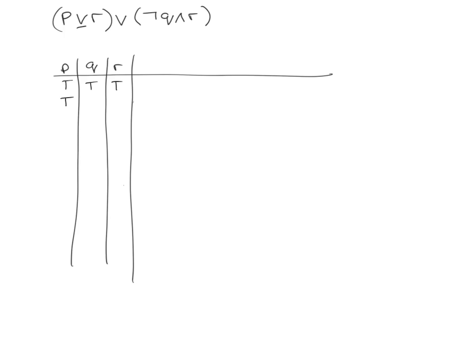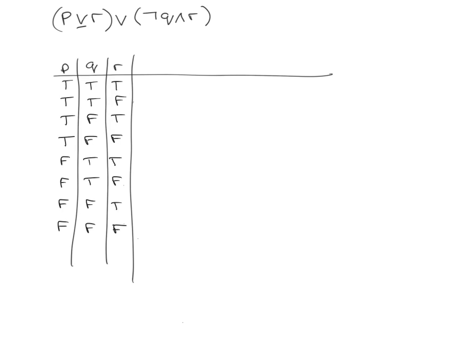Then if P stays true, Q could be true and R false. Or Q could be false and R true. Or they could both be false. So that's all the combinations if P is true. And if P is false, you're going to get a similar set of combinations for Q and R. They could be both true, Q true, R false, Q false, R true, or both Q and R false.